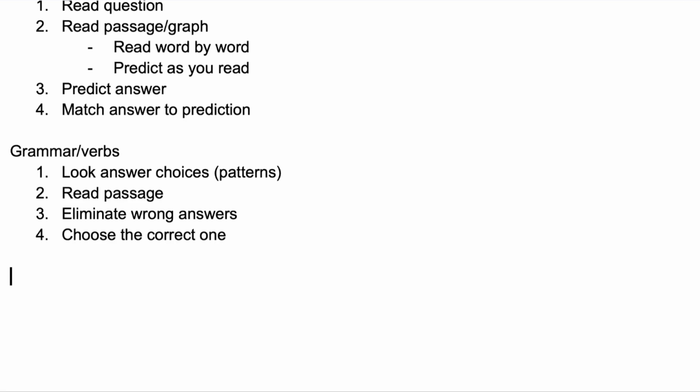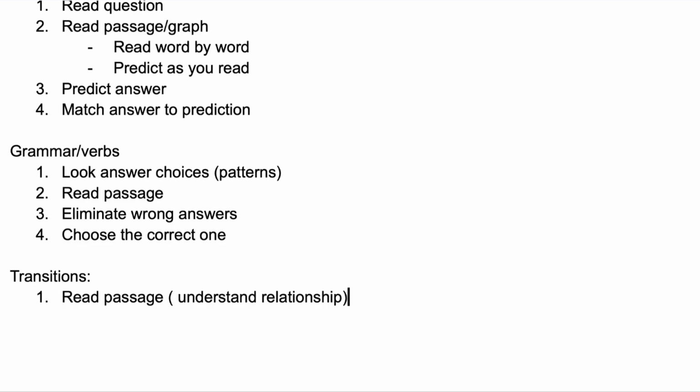So after grammar, that's where the transition questions are. These ones are fairly easy because all you need to do is understand the relationship around the blank. So the first thing you do in a transition question is read the passage. Don't look at the answer choices, because you need to predict your answer. So read the passage and then understand the relationship around the blank. You say if it's contrasting with the sentence before or the sentence after, or if it's building upon it, that gives you hints on what to look for.